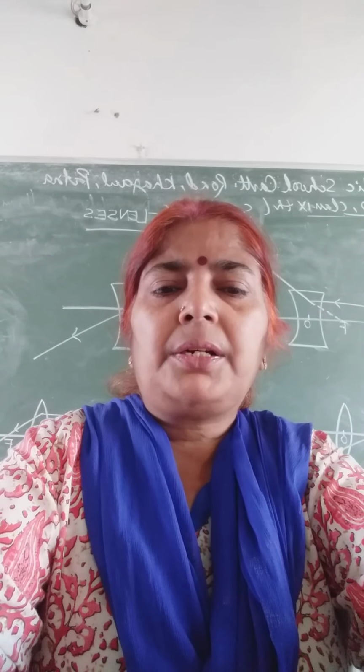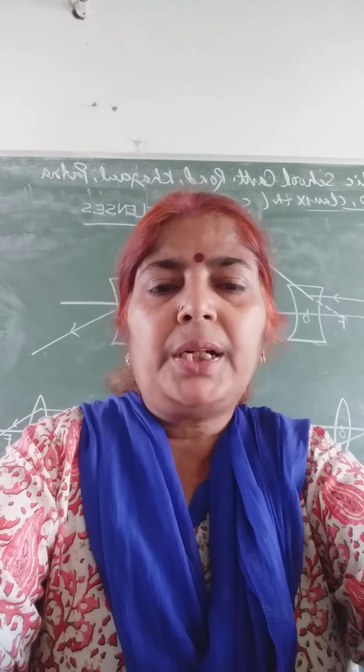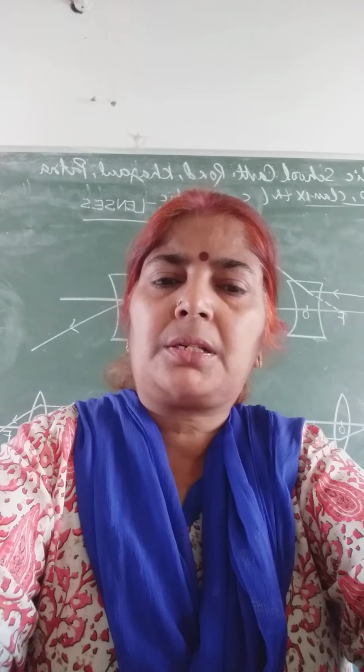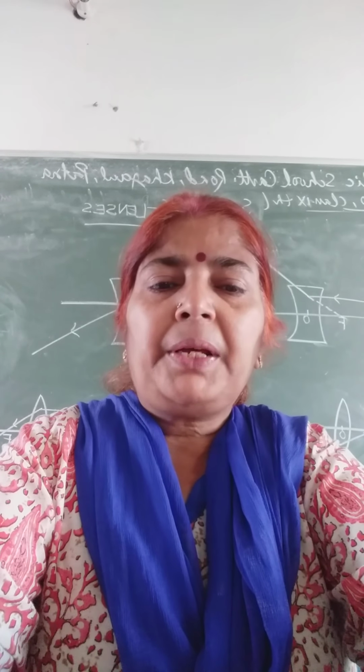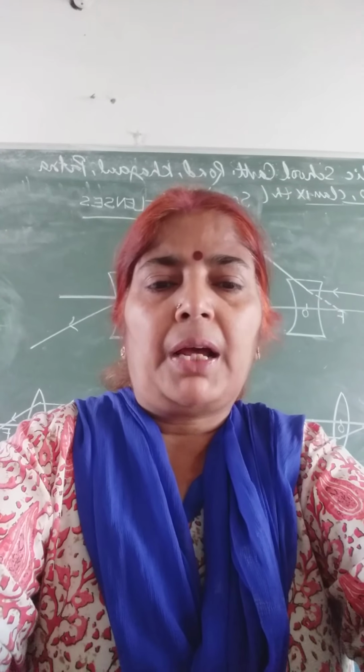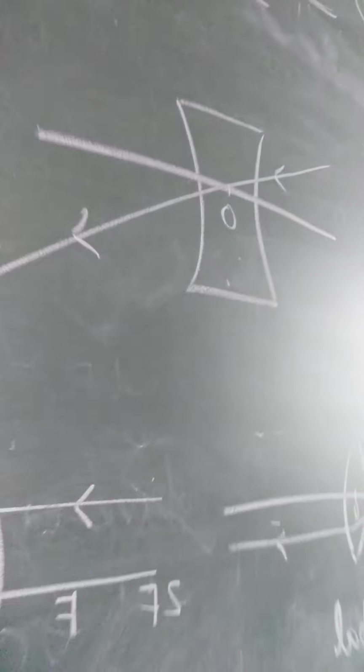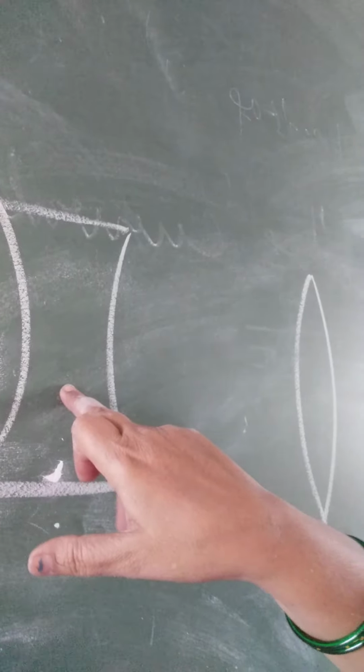A lens is a transparent medium bounded by two surfaces, of which one surface is at least spherical. Spherical lens is of two types, convex lens and concave lens. This is the diagram of convex lens. A convex lens is thicker in the middle and thinner at the edge. And a concave lens is a lens which is thicker at the edge and thinner in the middle. These are the two types of spherical lenses.